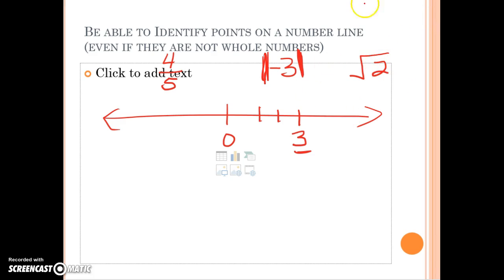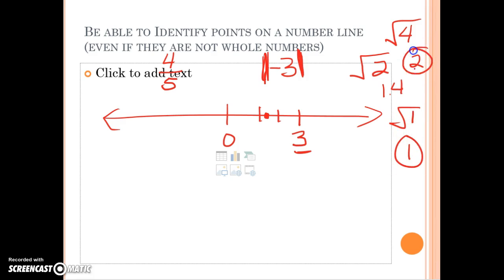All right, what about the square root of 2? If you use your calculator to help you out, you would find out that it is 1.4. If you don't use your calculator, you can go, well, what's the square root of 4? It's 2. What's the square root of 1? It's 1. I know the square root of 2 is going to be somewhere in between 1 and 2, and the square root of 2 is closer to the square root of 1 than it is to the square root of 4. So it's probably going to be a little bit closer to the 1. That gives you a way to eyeball it.